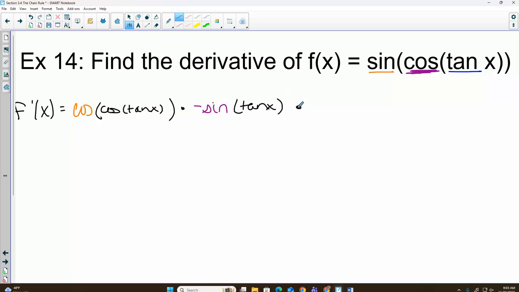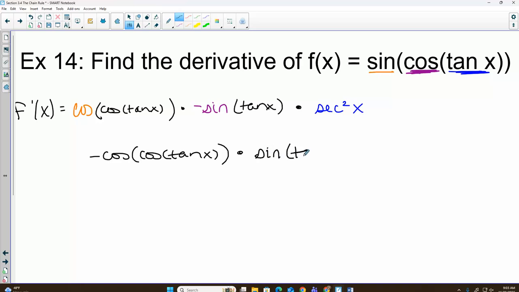Times. We have to keep working our way in. Derivative of the inside. What's the derivative of tangent x? And I know that was the last one because now my inside is just x and the derivative of x is 1. As far as simplifying here, really the only thing I would ask you to do is pull that negative out in front. So just negative cosine of cosine tangent x times sine of tangent x times secant squared x.